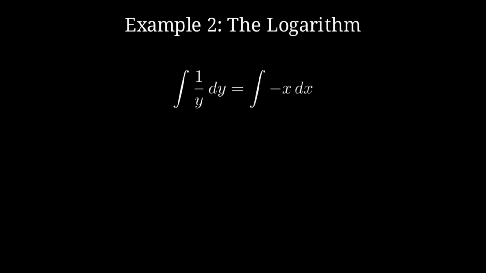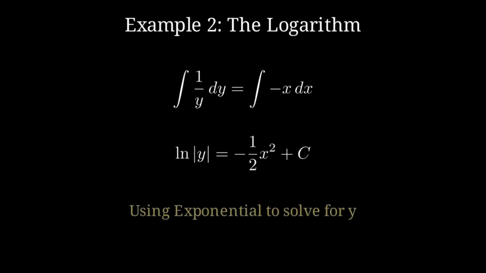The integral of 1 over y is the natural log of the absolute value of y. On the right, we get negative 1/2 x squared plus c. To solve for y, we exponentiate both sides. This gives us y equals e to the power of negative 1/2 x squared plus c, which can be rewritten as y equals a times e to the negative 1/2 x squared.